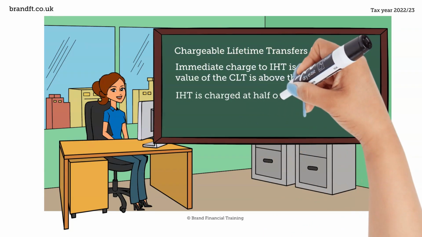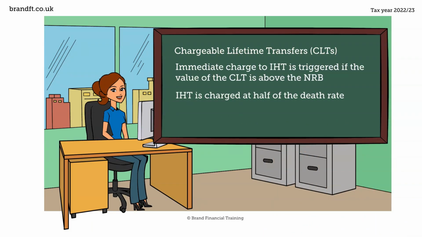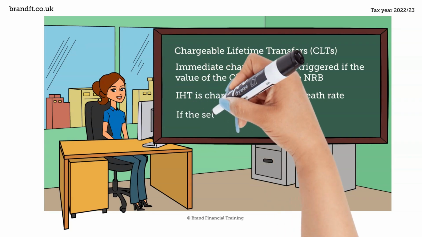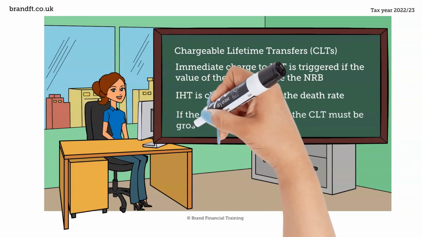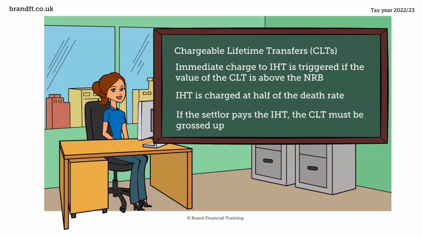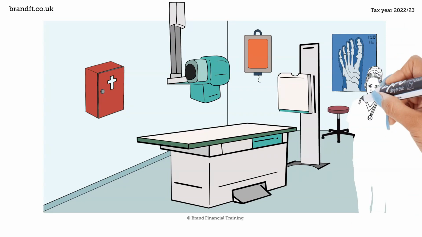The rate of IHT is half the death rate, in other words 20%, with nothing further to pay if the settlor lives for the next 7 years. However, where the settlor pays the IHT, the CLT must be grossed up, giving an effective rate of 25%. Let's look at an example.